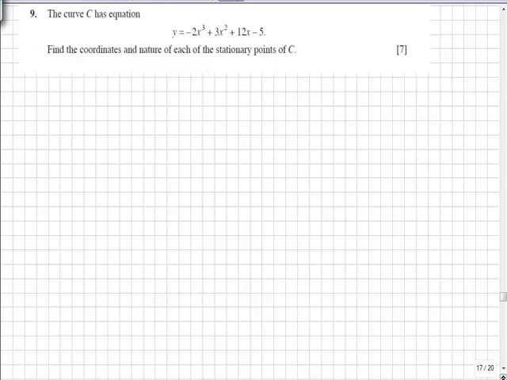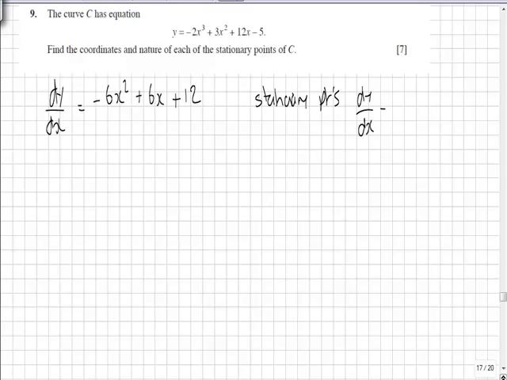In question 9, we have to find the coordinates and nature of the stationary points of curve C. So the first thing we do is differentiate the equation of the curve, which will give us minus 6x squared plus 6x plus 12. For stationary points, we can state that dy by dx is equal to 0. So we have 0 is equal to minus 6x squared plus 6x plus 12.